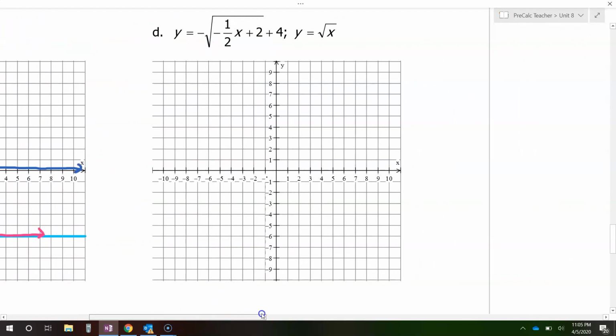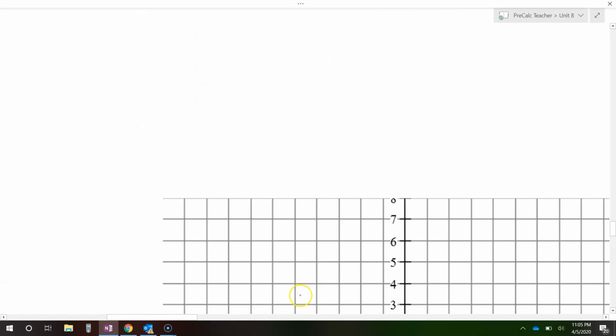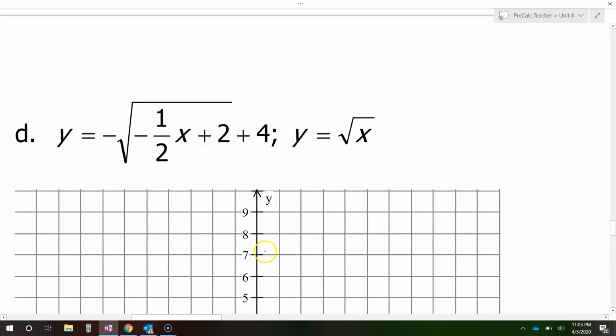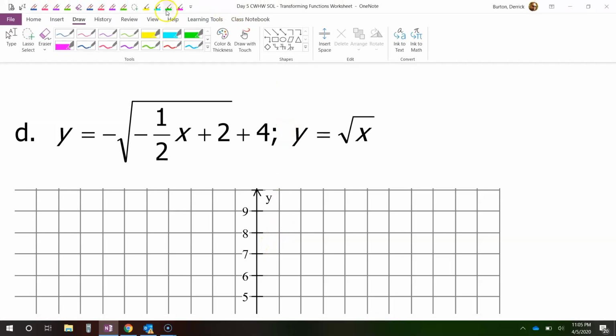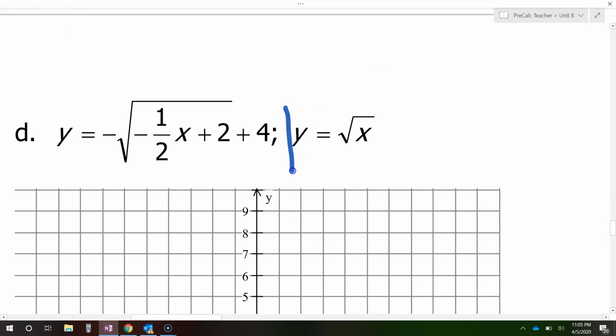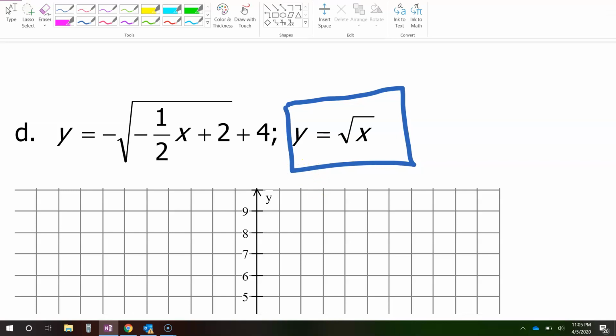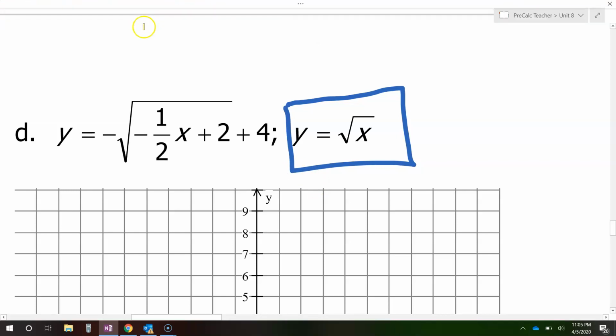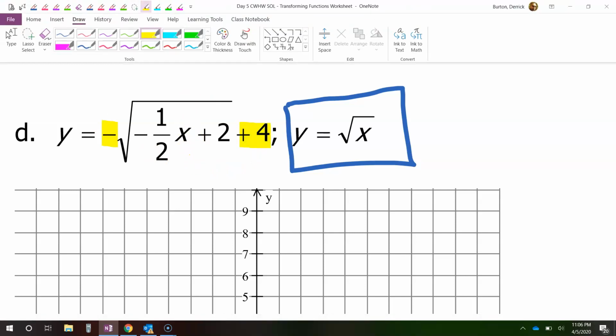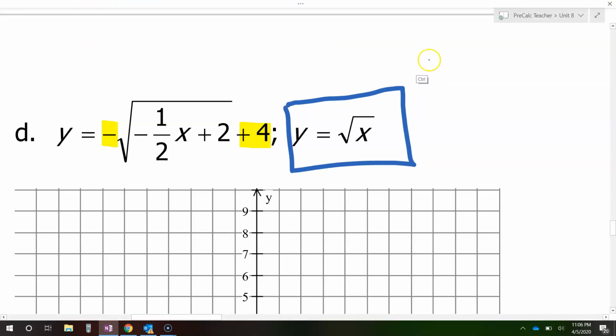All right, let's do one more and we will call it a day. Okay, here is the parent function. All right, we already did a square root function before, so I'm going to try to do this one a little bit faster. Okay, here are the transformations that I see. I see these two transformations going on outside of the function, so I think I'll just list those first. What do I have? So this negative sign in the front is a reflection over the x-axis.